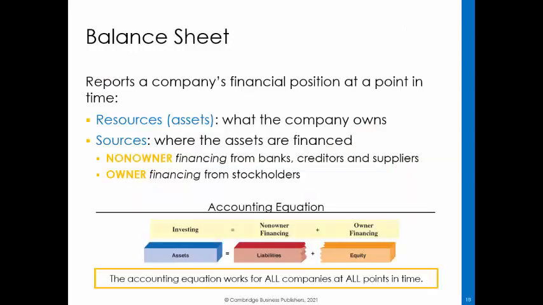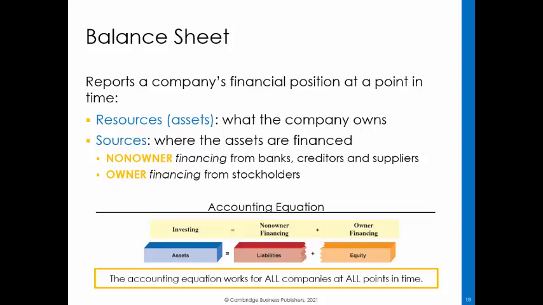The balance sheet reports the company's resources or assets, namely what the company owns at a point in time. The balance sheet also reports the sources of asset financing. There are 2 ways a company can finance its assets. It can raise money from stockholders, called owner financing. It can also raise money from banks or other creditors and suppliers, called non-owner financing. This means that both owners and non-owners hold claims on a company's assets. Owners' claims on assets are referred to as equity, and non-owner claims are referred to as liabilities or debt.